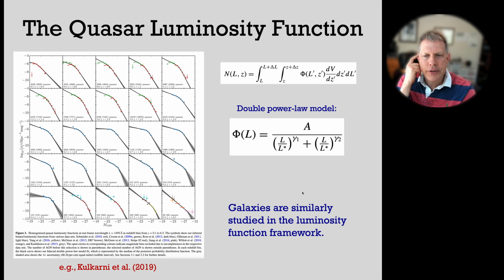And of course, I will mention that galaxies are similarly studied in this same basic luminosity function framework, with some technical differences. But this is a common way that you characterize the evolution of a population of objects, galaxies or quasars, over cosmic time. Now then, there's a number of terms that are used when one tries to describe the type of evolution that is going on.